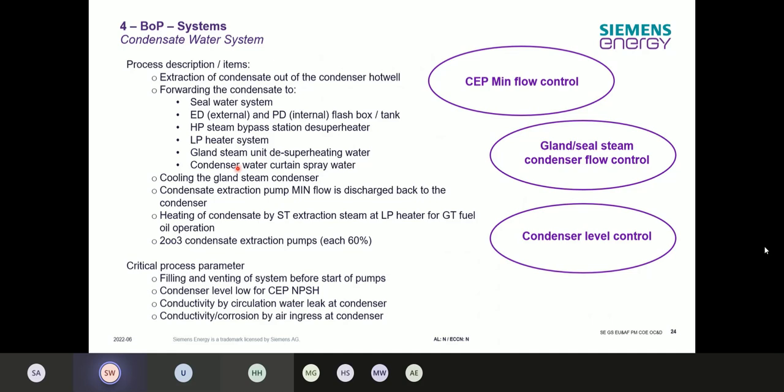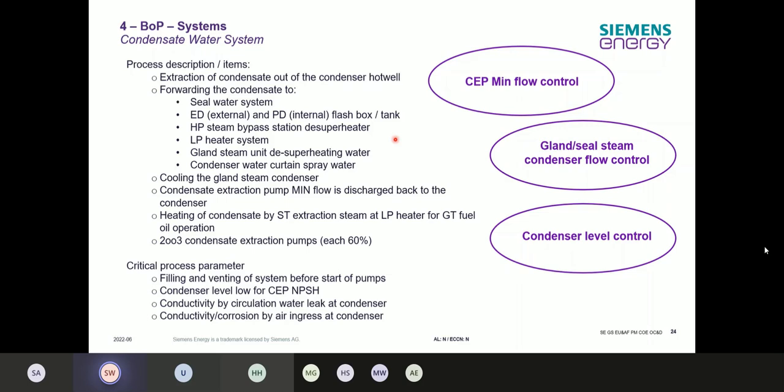HP steam bypass station desuperheater, LP heater system, gland steam unit desuperheating water, and condenser water, certain spray water, cooling the gland steam condenser, so the condensing process inside the gland steam condenser, because the gland steam is of course steam again. So there will be condensation happening over here. Condensate extraction pump min flow is discharged back to the condenser. That's also what we saw. That's the min flow line.